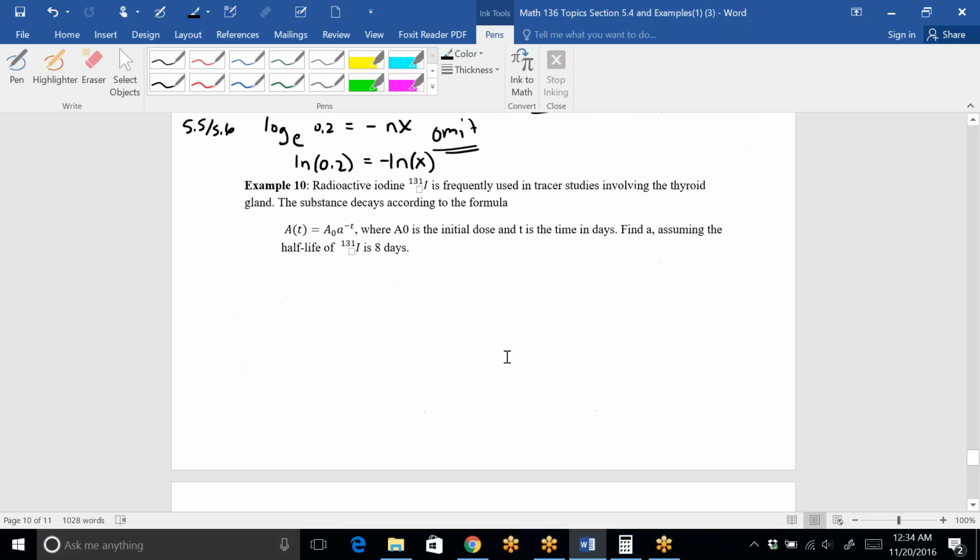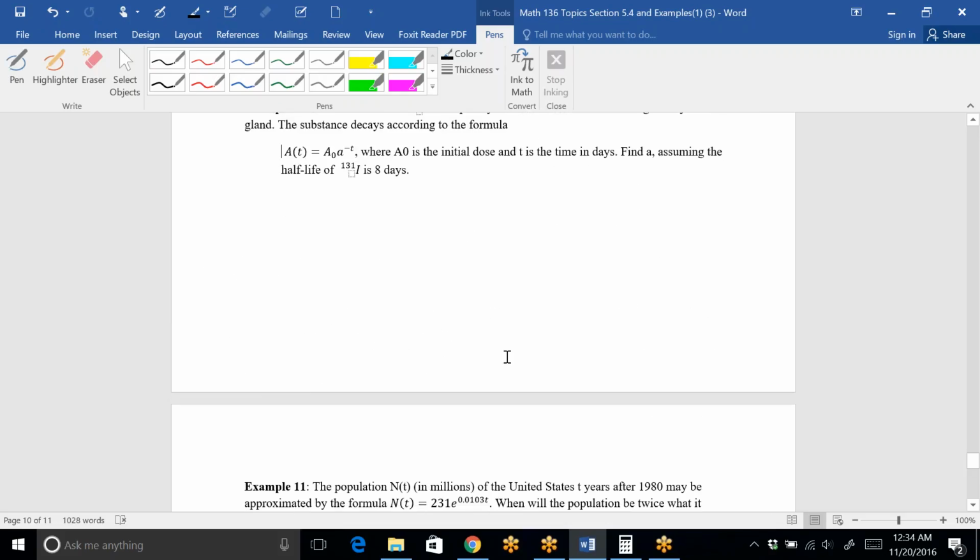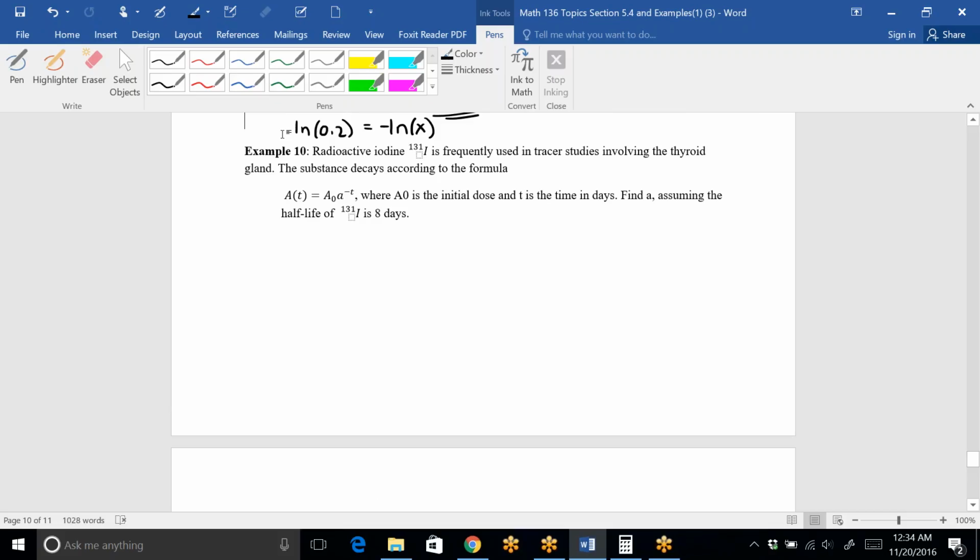Okay, and then radioactive isotopes again. So radioactive iodine 131 is frequently used in tracer studies involving the thyroid gland. This is the formula they give you. A sub 0 is the initial dose, T is the time in days. Find A assuming that the half-life is 8 days.